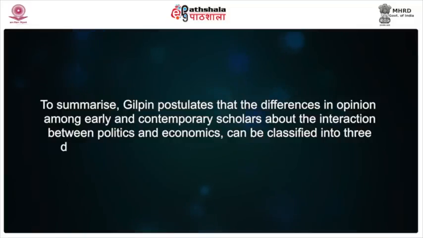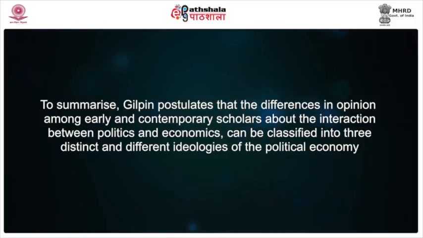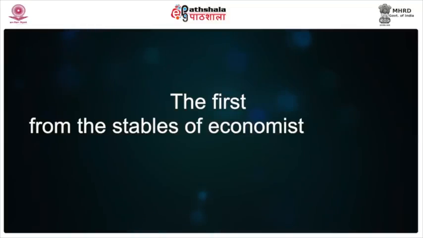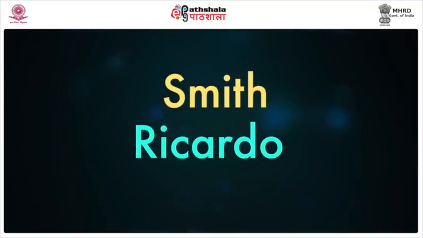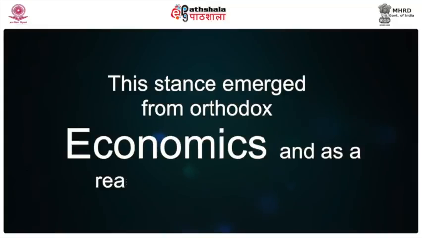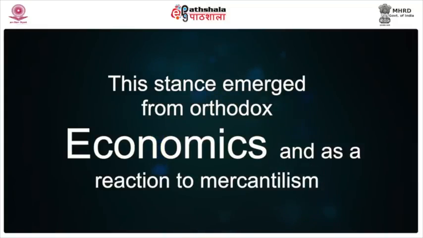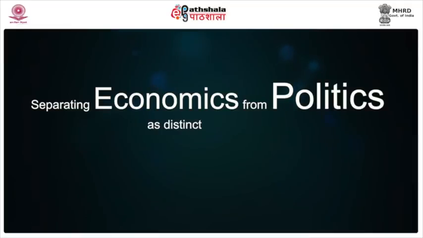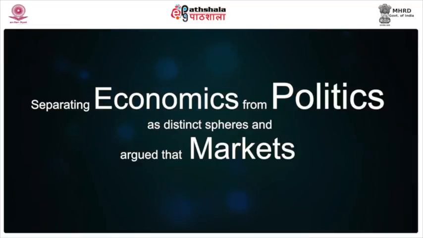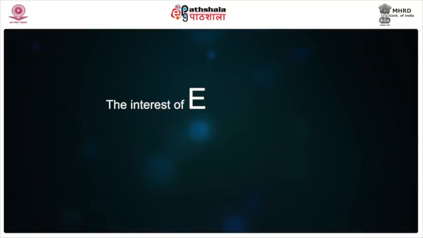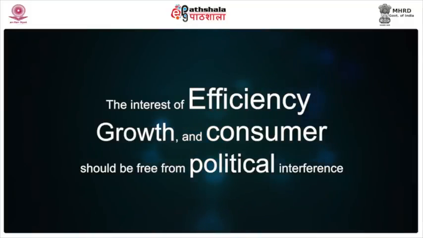To summarize, Gilpin postulates that the differences in opinion among early and contemporary scholars about the interaction between politics and economics can be classified into three distinct and different ideologies of political economy. The first, from the stables of economists such as Smith and Ricardo, was liberalist. This stance emerged from orthodox economics and as a reaction to materialism, separating economics from politics as distinct spheres, and argued that markets, in the interest of efficiency, growth and consumer choice, should be free from political interference.